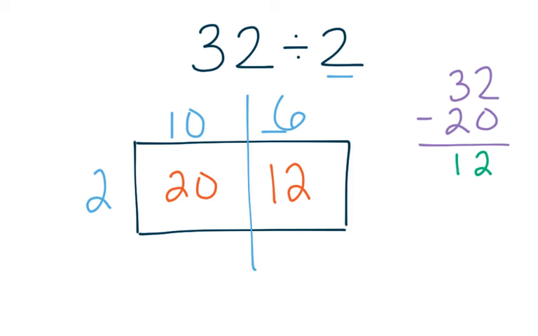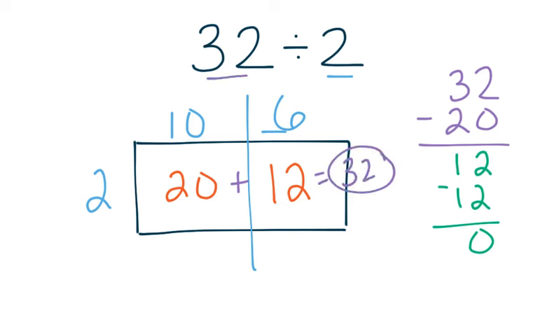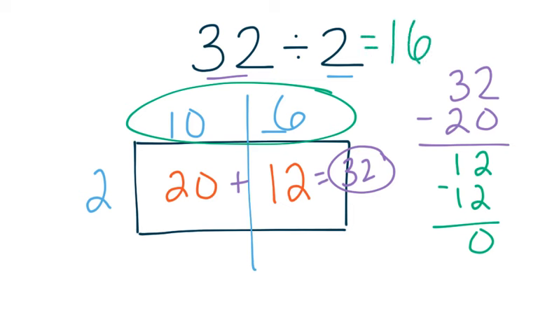Now, in order to check my work and make sure that I do have my total, again, I need to subtract my parts and get down to 0. But then I could add up what's in the middle of my rectangle. So 20 plus 12 does give me 32, which is what I should have gotten because that's my whole, my total. In order to get the answer to my division problem, I'm going to add up my factors on the top. 10 plus 6 gives me 16. So 32 divided by 2 gives me 16. That's how I use my area model.